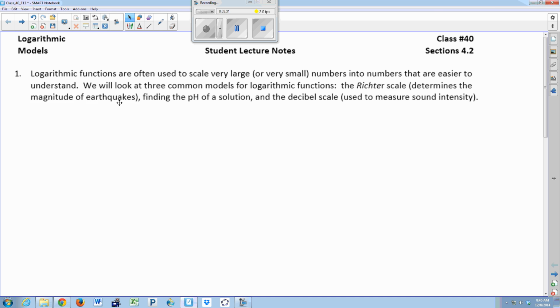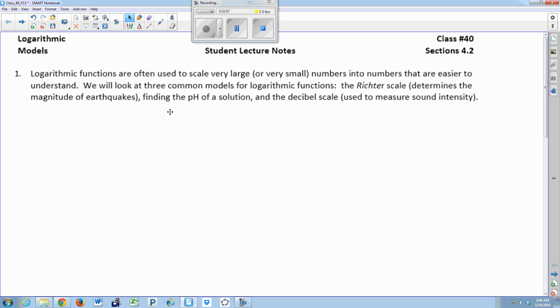But anyway, these are 3 common models. Has anybody not heard of the Richter scale to measure earthquake intensity? Okay, so that's a fairly common scale that's used. There are actually other scales that they use now to measure earthquake intensities, but this is really the most common and often what you would read in the popular literature.